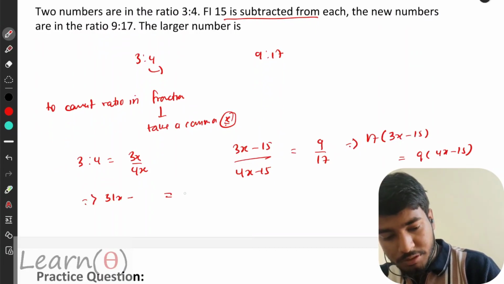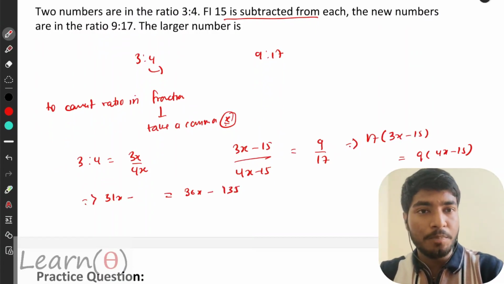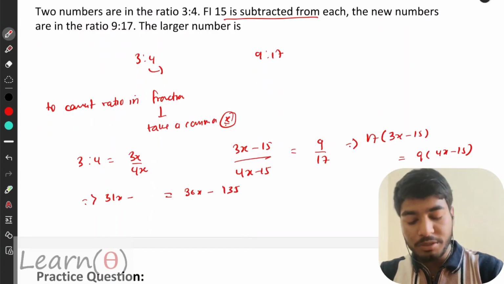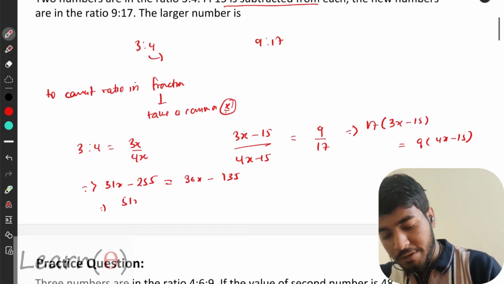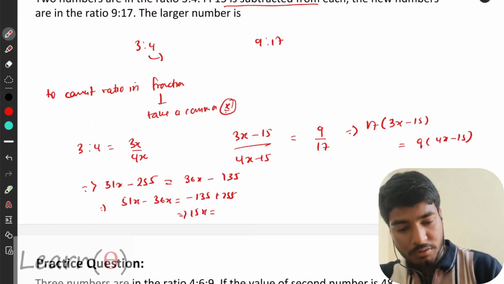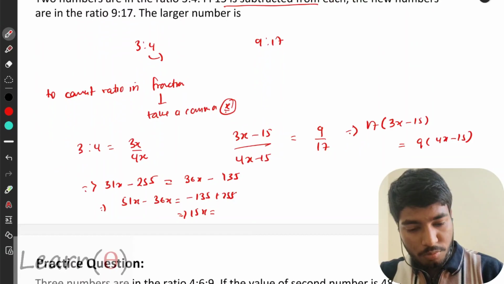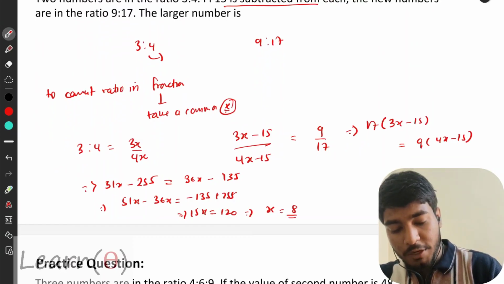Then I will get 51x minus 17 into 15 is equal to 36x minus 135. 17 into 15, how much does it give? It gives me 255. That's good. So I write 51x minus 36x is equal to minus 135 plus 255. That means 15x is equal to how much? Sorry, it gives me a value of 120. Therefore x has a value of 8.